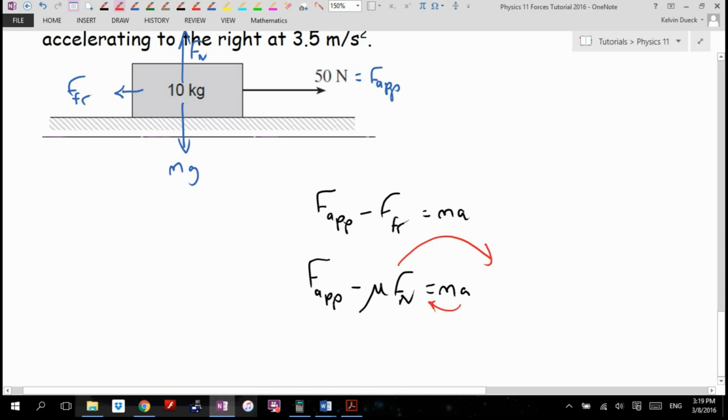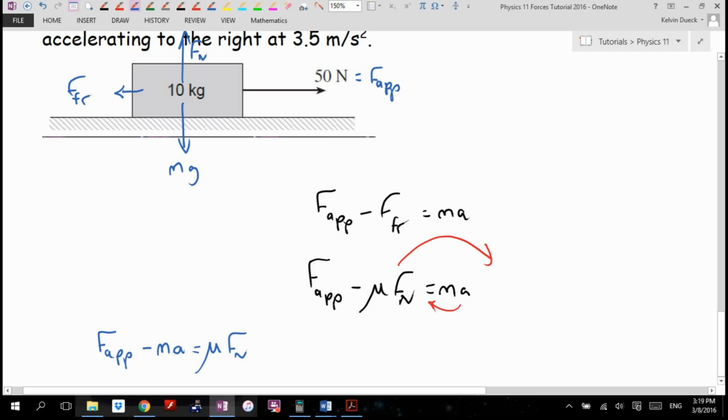Easiest way to get rid of a negative, plus it to the other side. If it's in front of what you're trying to find, plus it to the other side. Oh, and at the same time, minus or plus any stuff from the other side back to here. If there had been a minus over here, I would have plussed it over to this side. Anyways, I think I get this. F applied minus MA equals mu F normal.